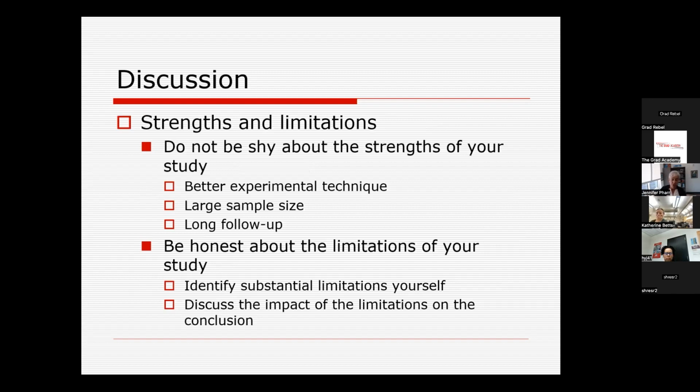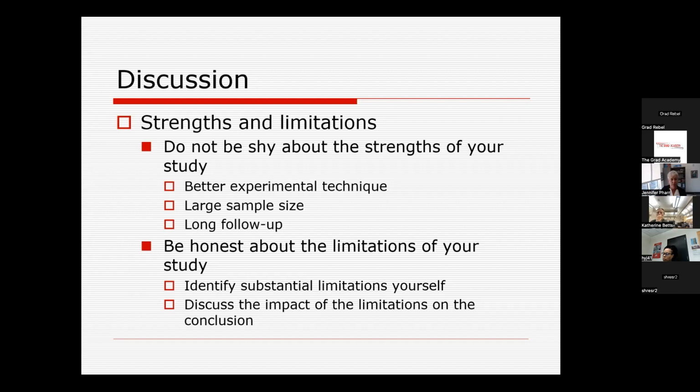In your discussion section, you want to include a strengths and limitations section. When you're thinking about your strengths, you don't want to be shy about your strengths. Talk about, what were the strengths of your study? Maybe you had a better experimental technique. Maybe you had a bigger sample than some studies in the past. Maybe you did a longer follow-up than studies that have been done in the past. Talk about those things. It's important.